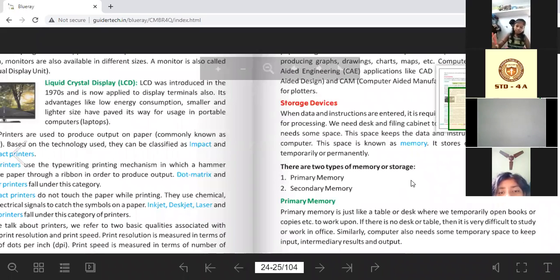So primary memory is something like when we study at home, we need a study table to keep our books and notebooks open, to work, to write, to read, and in offices also. So temporary memory is something in the computer which makes a temporary space for the data, the information, and the instructions to keep and store there on a temporary basis for a short time.